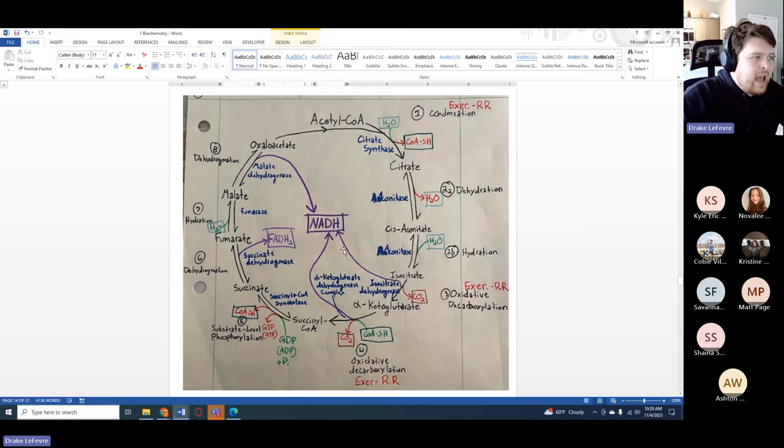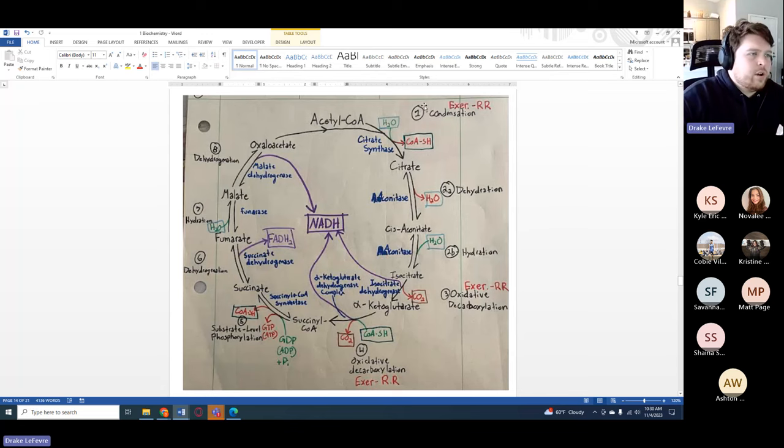Alpha-ketoglutarate dehydrogenase complex acts on alpha-ketoglutarate. So the enzymes aren't as bad to memorize in this because typically they're going to be named right before or right after. I think actually in this case, all of them are before, yeah. All of them have the name of the substrate beforehand. Aconitase, isocitrate, alpha-ketoglutarate, succinyl-CoA synthetase, yeah. So it's not too bad.